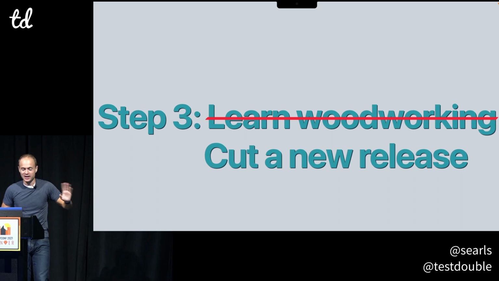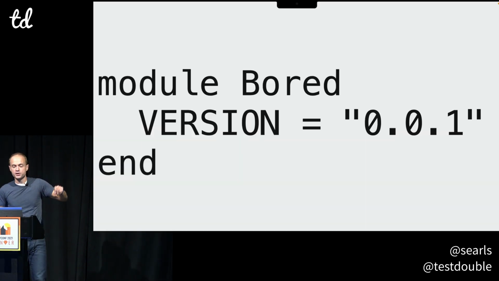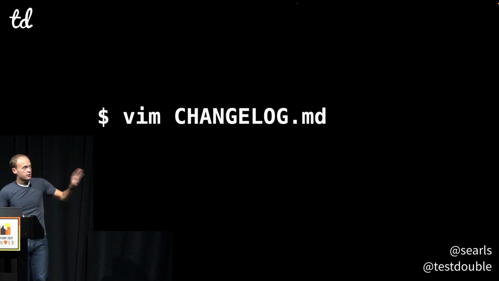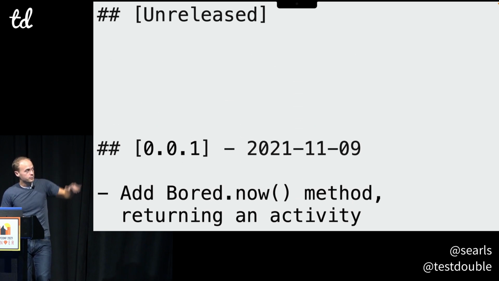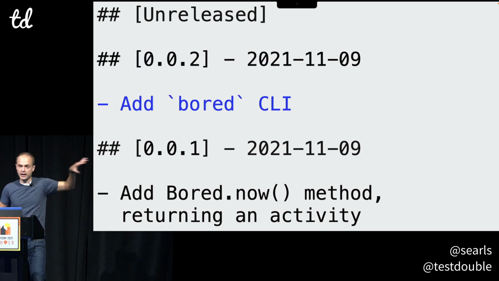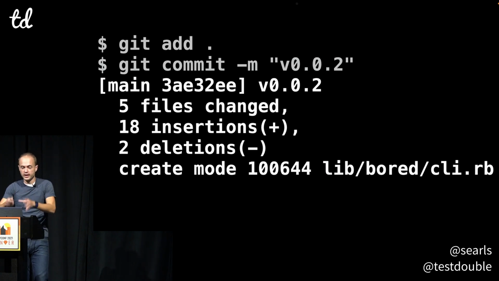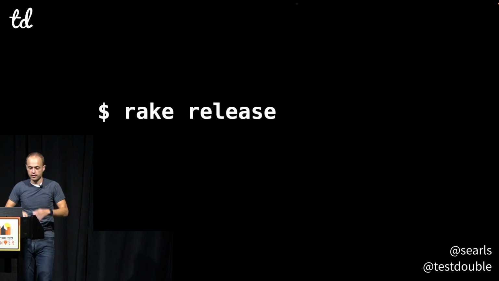So step 3 is cut a new release. Got to stay on task. So we're going to update the version number now from 0.0.1 to 0.0.2, and then we're going to run bundle again. That'll update our Gemfile.lock. And then we've got a changelog here, so we've got to add, yeah, there we go, create a new section, and then we added the board CLI. And then I like to do all this versioning ceremony in one nice commit so they're all tied together and the stage is clear.